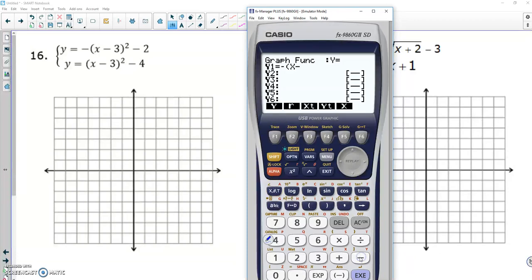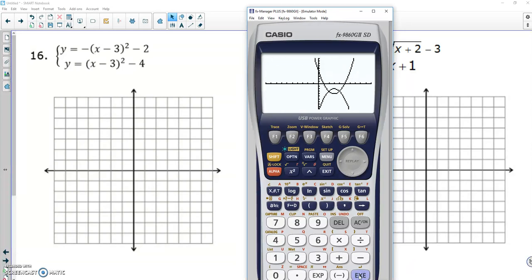So we got (x - 3) squared, and then minus 2. And then the second one is (x - 3) squared, and then minus 4. So again, we should already know what this stuff looks like. These graphing calculator tools just enhance how well we can draw the stuff. We would use the trace button to manually type in values, and then we could transfer that stuff over to the grid.